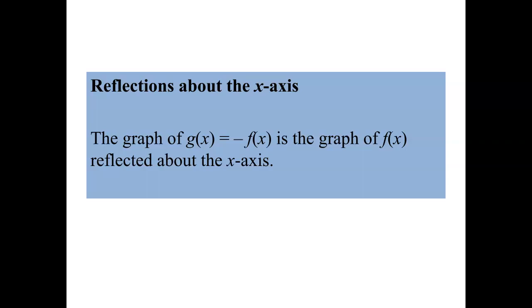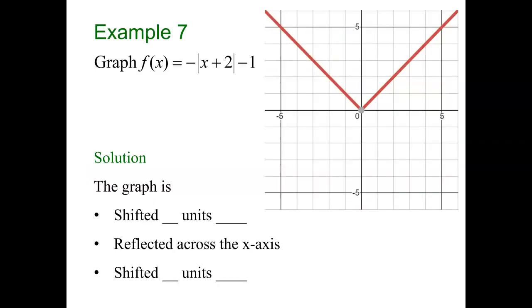There's also such thing as a y-axis reflection, but we're not going to be doing those right now. We're just going to stick with the x-axis. So we're reflecting it over the x-axis. So this function has 3 transformations. It's got a vertical shift, it has a horizontal shift, and it has a reflection. The negative in front tells me to reflect. The plus 2 tells me to move which way? To the left, because that's my horizontal change. And the minus 1 tells me to go where? Down.